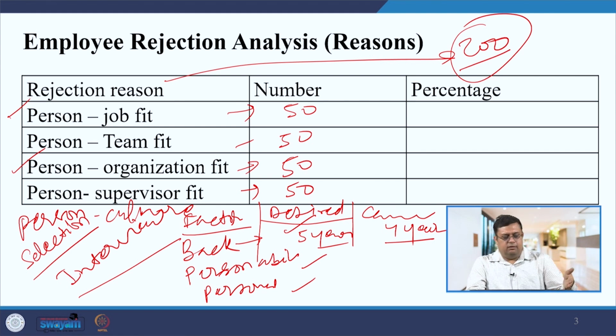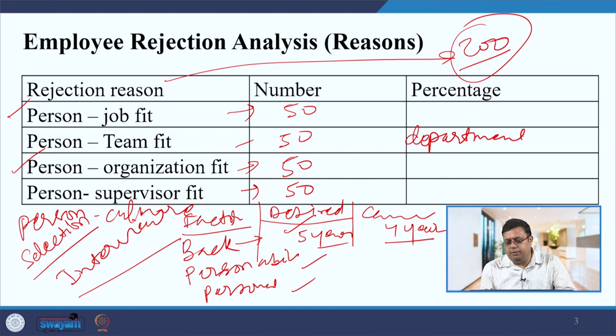Third thing, you can go in depth and do the analysis department wise, in which department people are rejected and because of what. And then you can do it city or geography wise also, like people who are coming from a particular geography, what is the reason for their rejection. For a particular institute, if it is a campus placement, from which campus they are coming and what is the reason for their rejection.